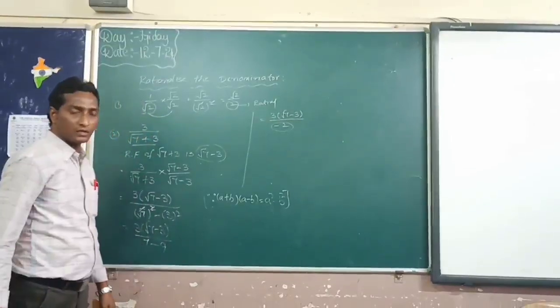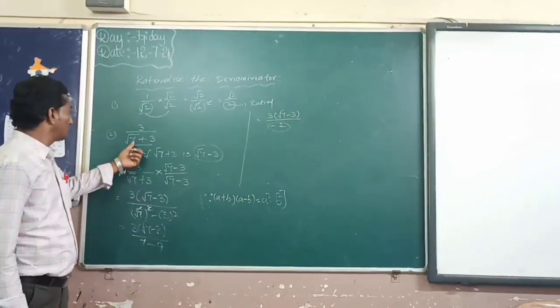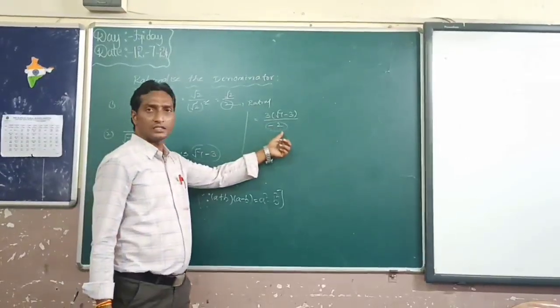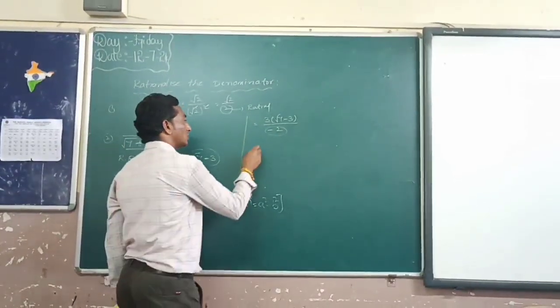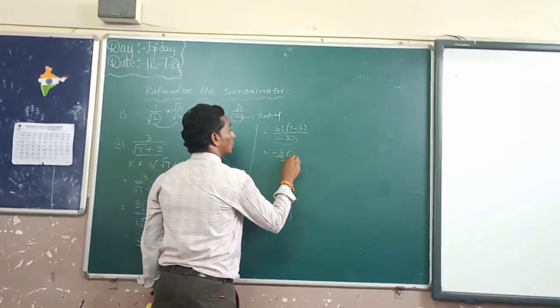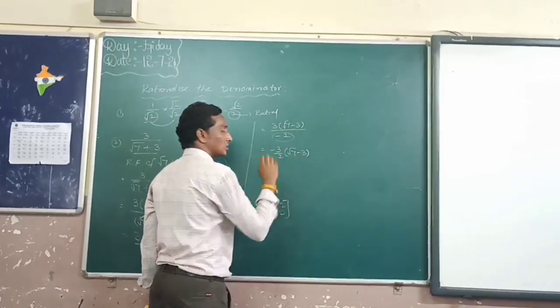Here the question had an irrational number in the denominator, and minus 2 is a rational number. So this is converted into a rational number, and this is called rationalization. Now this can be written as minus 3 by 2 into root 7 minus 2.